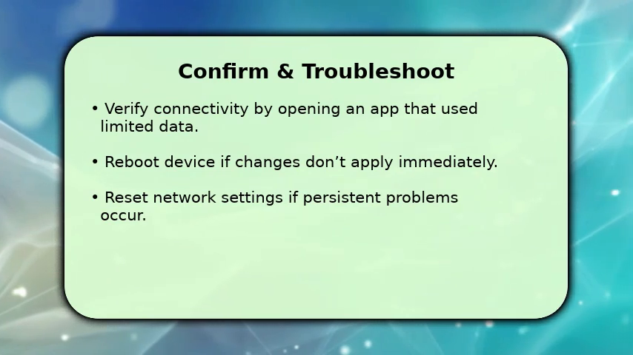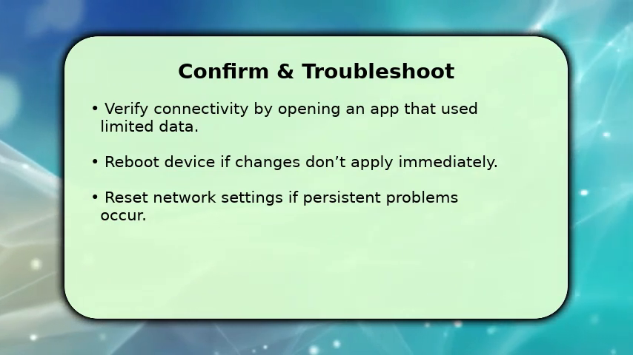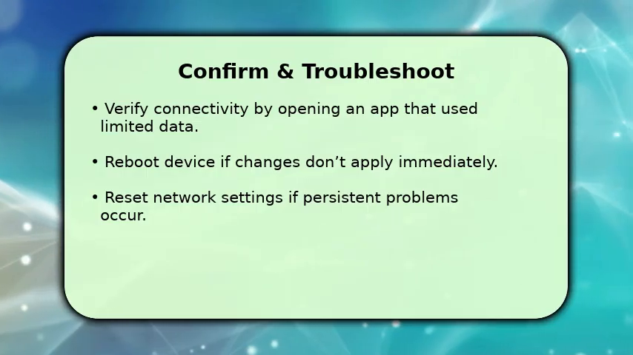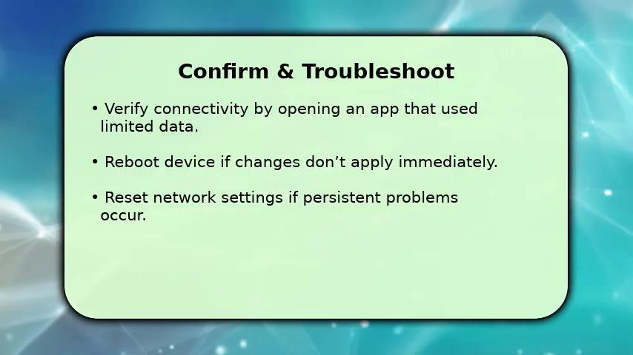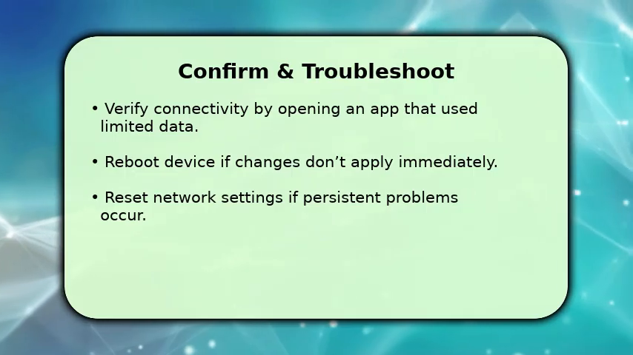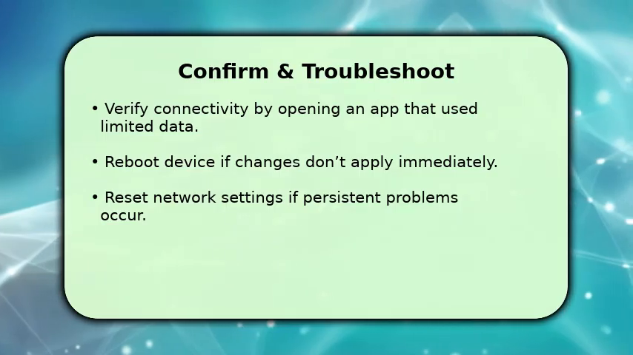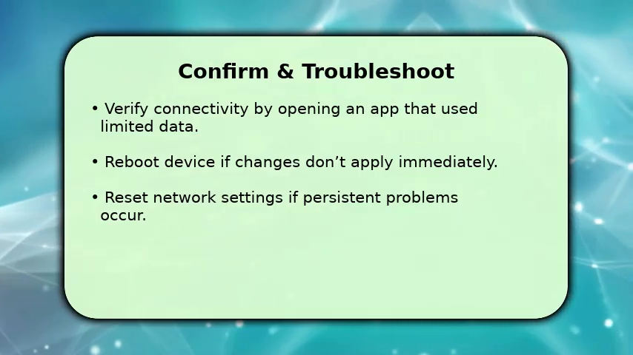If changes don't take effect right away, reboot the phone to refresh system services and network stacks. Once done, make sure Battery Saver isn't re-enabling restrictions automatically. If problems persist, reset network settings as a last resort because it clears Wi-Fi and VPN profiles.